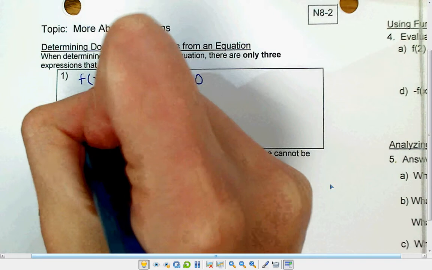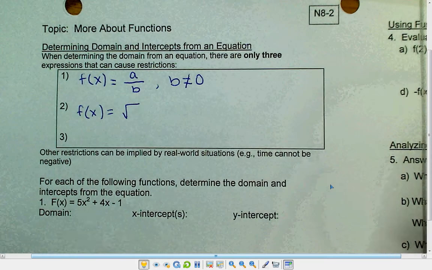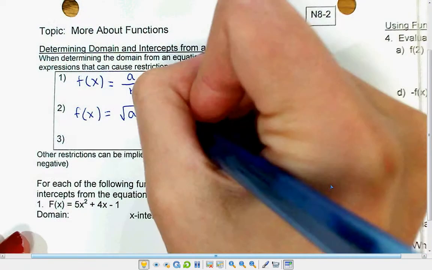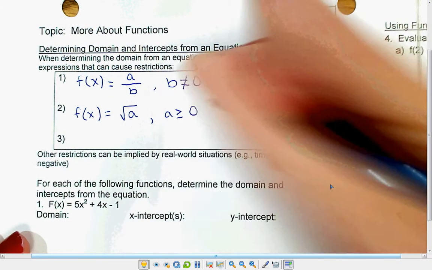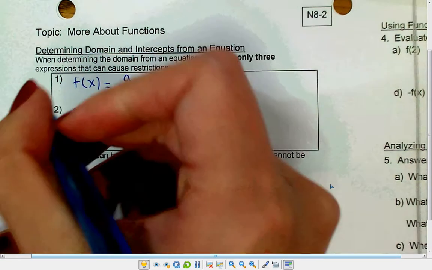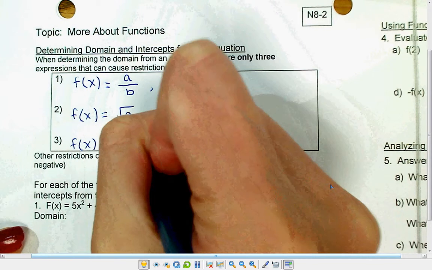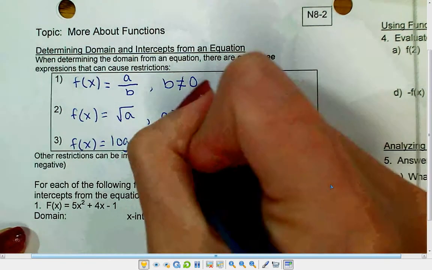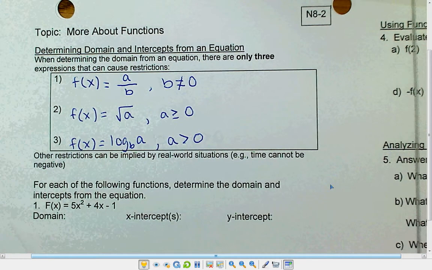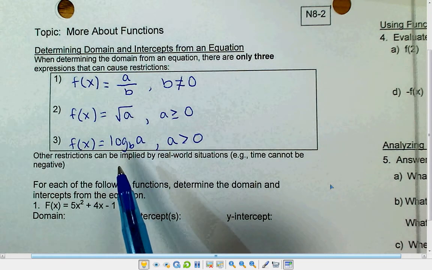The second situation is when you have a square root, and we know that what's inside the square root has to be greater than or equal to 0 because you cannot take the square root of a negative number. The last situation, which we're really not going to use, but I just want you guys to know about it, is a log. You can't take the log of a negative number or 0, so that has to be greater than 0. So these are the three we're looking for.